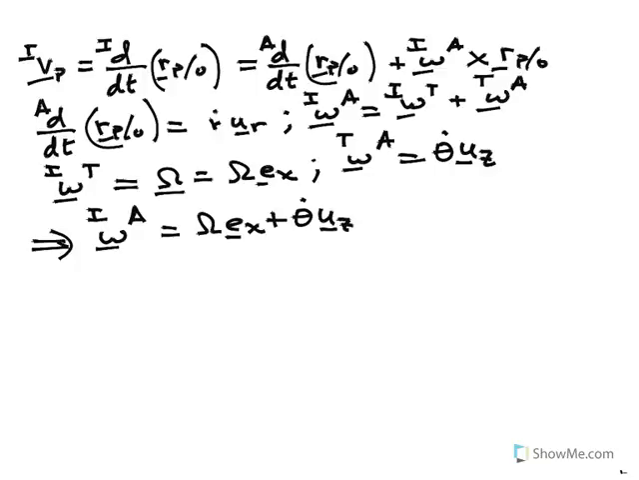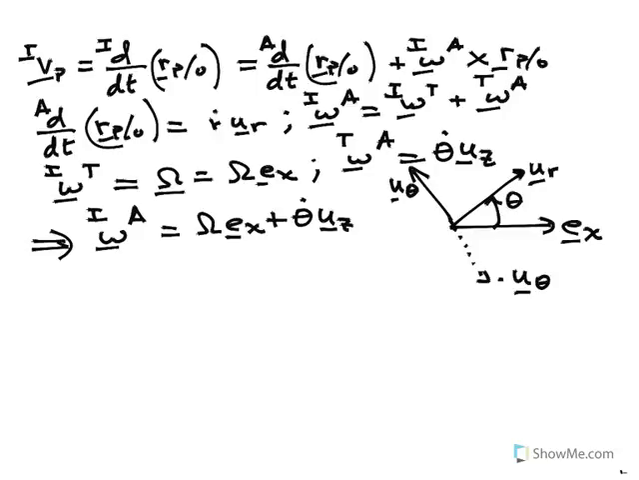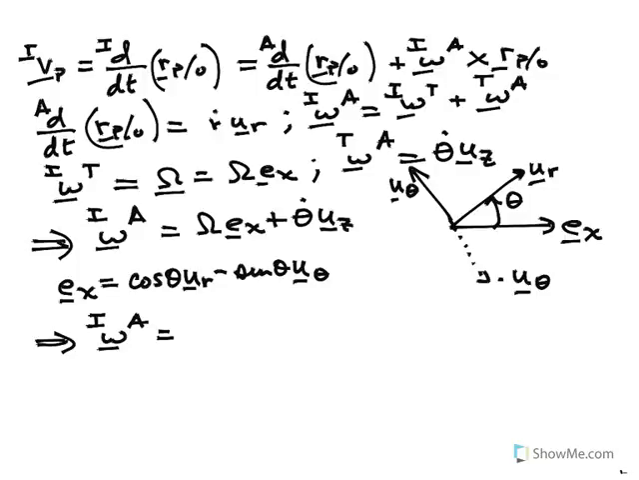But if you draw the picture here to be able to show what EX looks like in terms of UR and U sub theta, you wind up with UR, U theta, and then negative U theta here, and the angle theta is measured that way. So you can see that EX is equal to cosine theta UR minus the sine of theta times U sub theta, which leads to omega AI being omega cosine theta UR minus omega times the sine of theta times U theta plus theta dot times UZ.